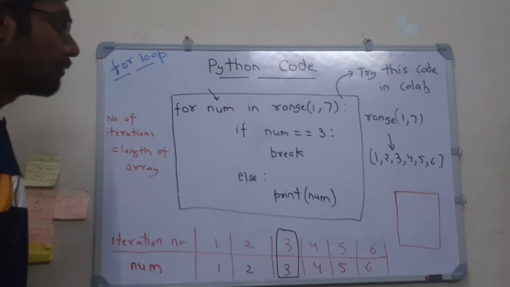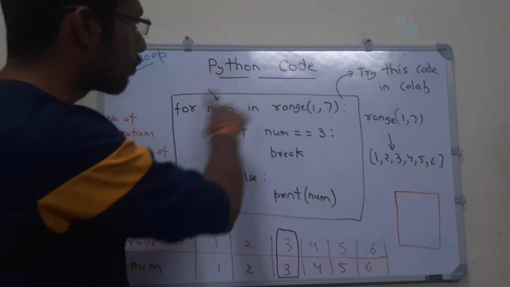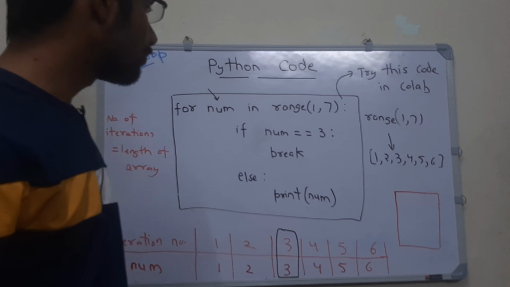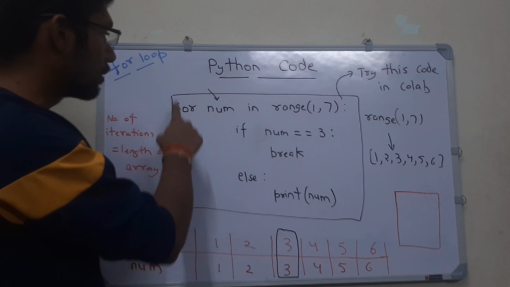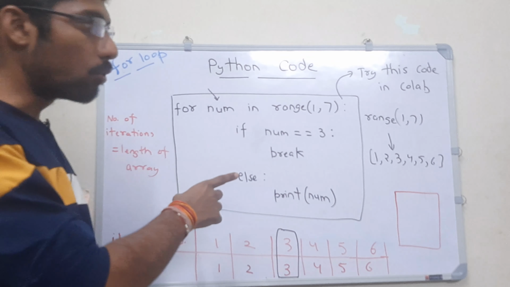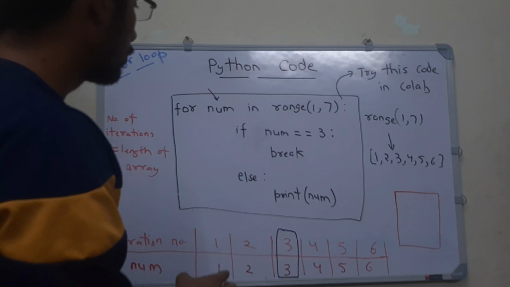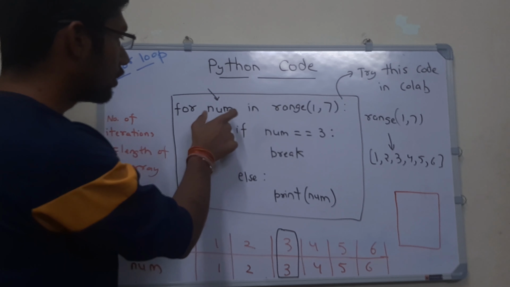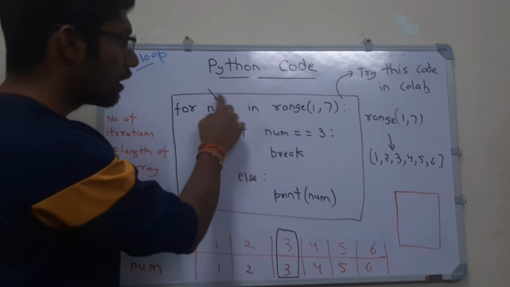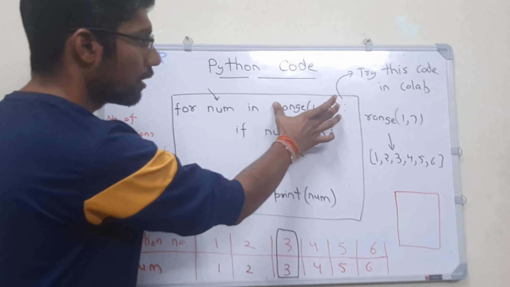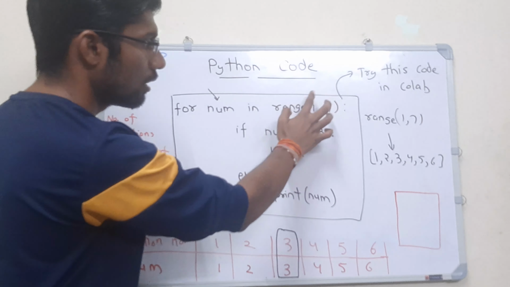So in this video I'm going to discuss a piece of code which is using a for loop. You should try this code in Colab first. In this for loop we have this num, which is a variable, and this is my array. This range actually is an array.